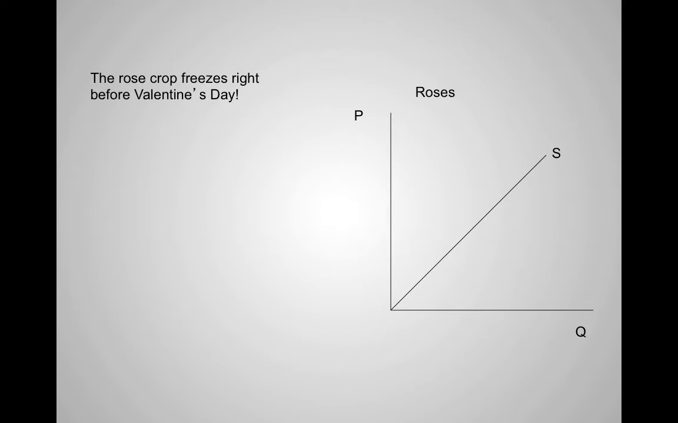Let's look at the market for roses, and Valentine's Day is coming up here in about 6 months, so not that soon. But if the crop were to freeze right before Valentine's Day, what would happen to the supply? Would the supply increase or decrease? If you said the supply would decrease, you got it. And the reason for that is what we call supply shocks.